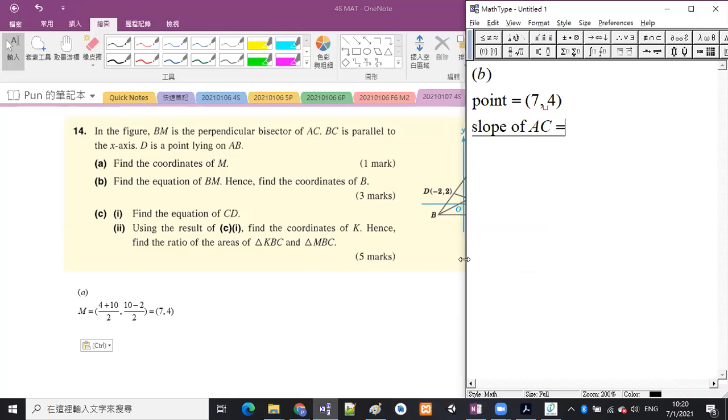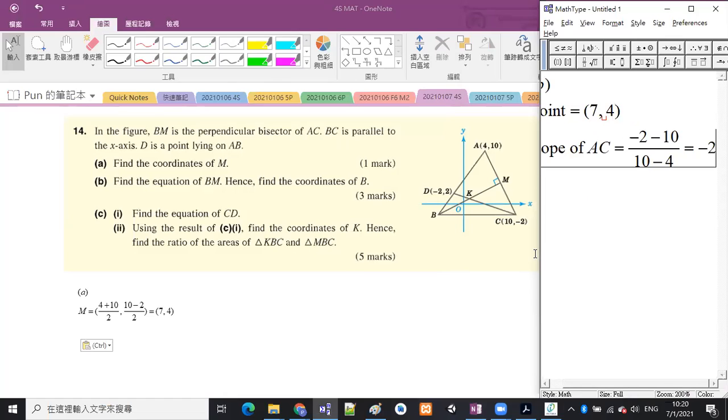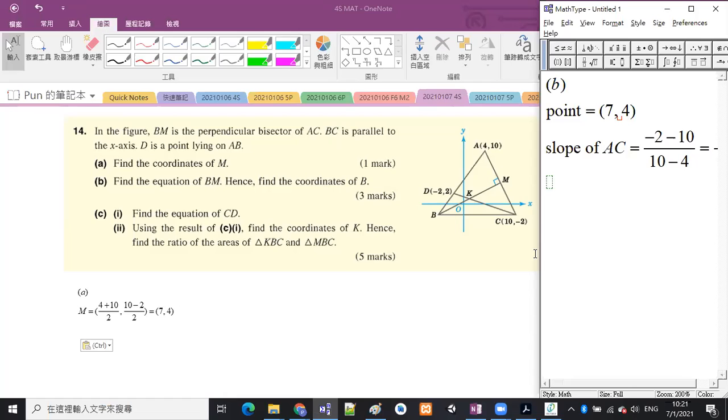Okay, so that is -2 minus 10 over 10 minus 4. That should be equal to -2. Am I correct? 先負12除6係啦。So the slope of BM times slope of AC should be equal to -1.